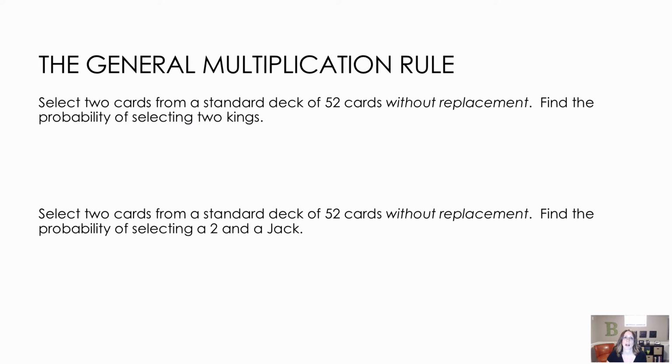Let's do a few more practice problems. In both examples, we're going to use a deck of cards without replacement. Without replacement essentially means that once I take the card out, I don't put it back in the deck before I draw the next one. First, we're going to find the probability of selecting 2 kings. In statistics, we would write that as the probability of king and king, meaning there are 2 events. Using the general multiplication rule, I'm going to find the probability of a king times the probability of a king given that I've already taken a king out of the deck.